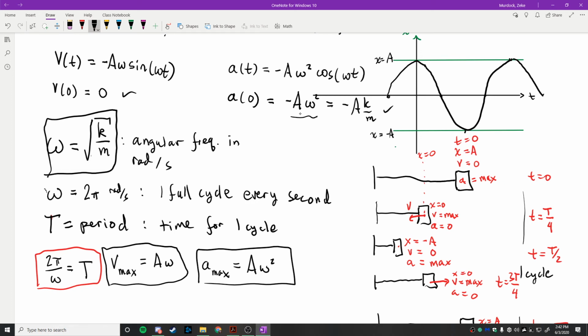So hopefully this makes sense to you. Bigger mass, slower angular speed. Smaller mass, big angular speed. And then the bigger the spring constant, the bigger the angular speed's going to be. And that's pretty much all you need to know about simple harmonic motion. We're going to do some stuff with energy, but that's the kind of intro to it. Okay? Do you guys have any questions at all?